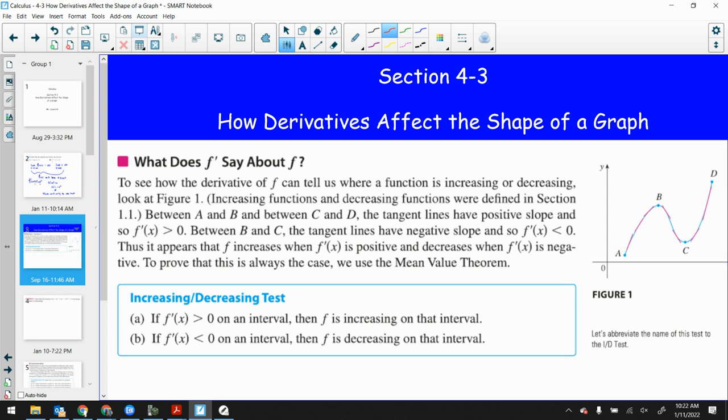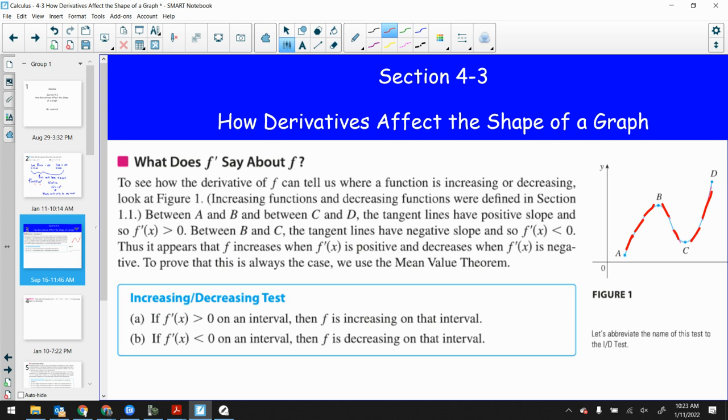If you can calculate the derivative at any point in time, that is the slope of the tangent line at that instantaneous point. Okay? To see how the derivative of f can tell us where a function is increasing or decreasing, let's take a look at figure 1 over here. Now, you may not see it very closely here, there's little lines in here. And basically what I'm doing is I'm taking the slope of the tangent line at each one of those values. Remember, the slope of the tangent line is equivalent to the derivative.